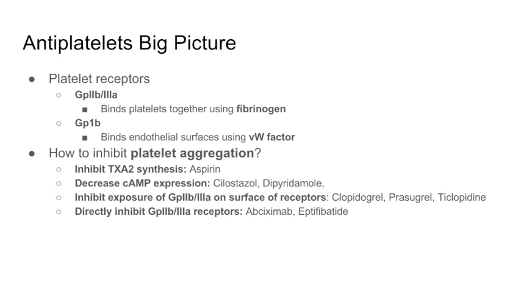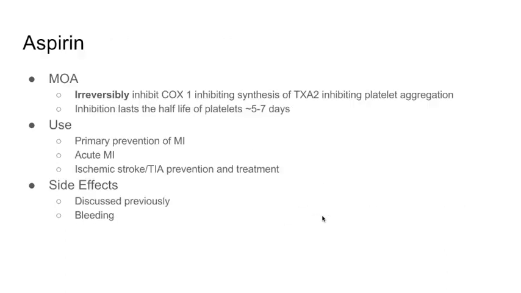And lastly, if we haven't been able to do any of this, we can directly inhibit the receptors using medications abciximab or eptifibatide. So that's the big picture of antiplatelets. Now, going into the details. First, a medication that we're going to talk about is aspirin, and we've already talked about aspirin in details earlier, but I'm going to talk about the antiplatelet effect. So it irreversibly inhibits COX-1 enzyme, so it inhibits the synthesis of thromboxane A2, thus inhibiting platelet aggregation. The inhibition actually lasts for the whole half-life of the platelets, so around 5 to 7 days.